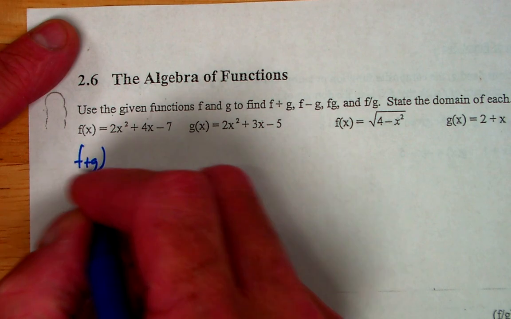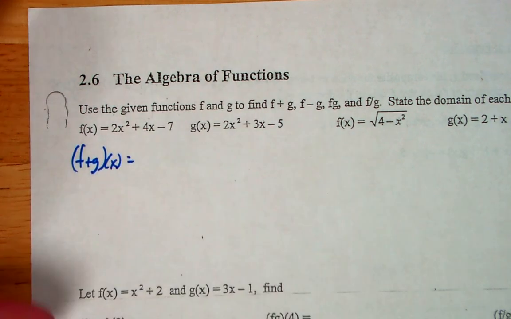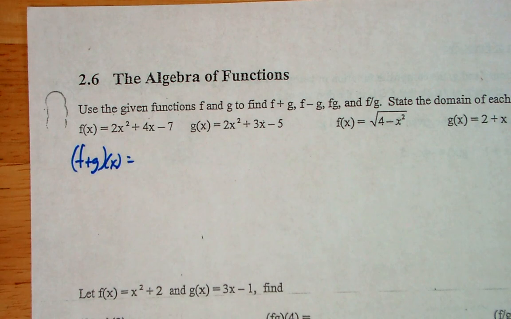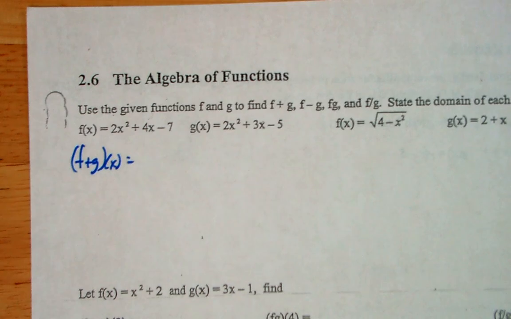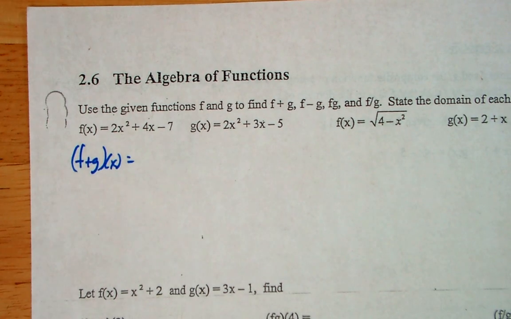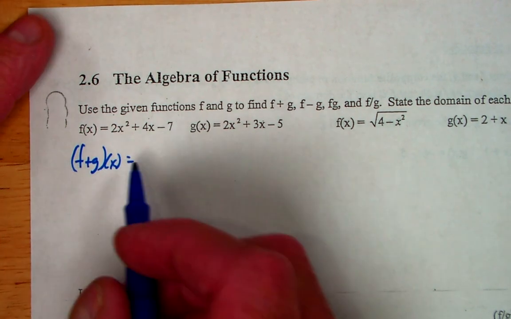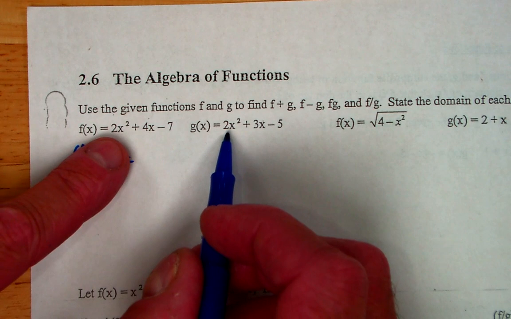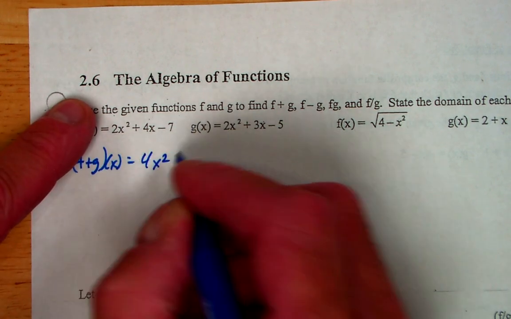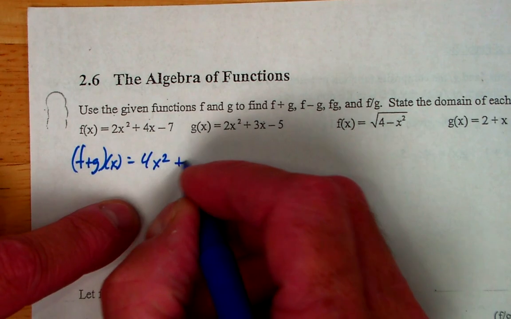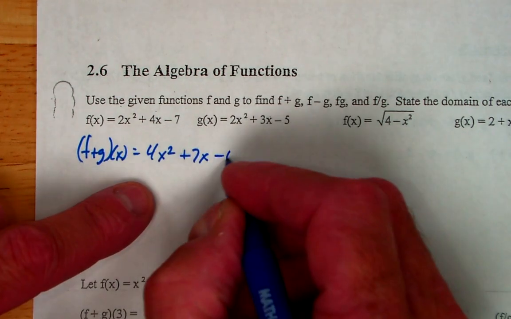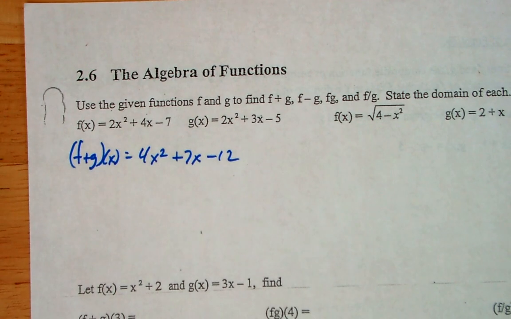F plus g of x, what do we do with those functions? Add them up. First of all, function notation. You guys hopefully are comfortable with that. If I want f of 2, I plug 2 in. F plus g of x, I'm just going to add these two things together. 4x squared plus 7x minus 12. That's f plus g of x. Those I think we can do in our heads without showing any work.